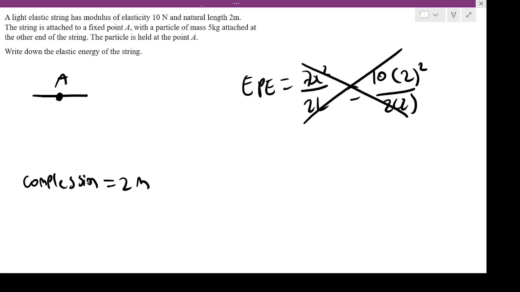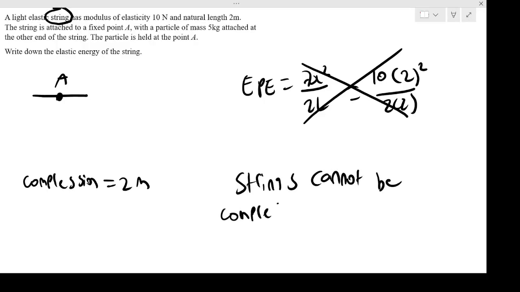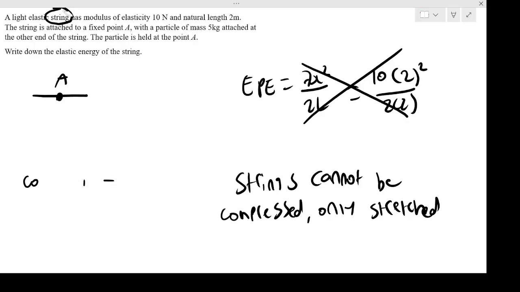Why? And this is why it's interesting. I've got a string here. That matters because, if you remember, I made a brief point at the start of this chapter, but one thing you need to know is that strings cannot be compressed. Only stretched. Which means actually there's no stretching going on here. So there's no compression and there's no extension.